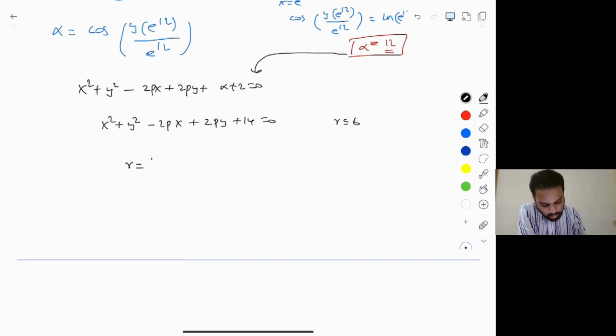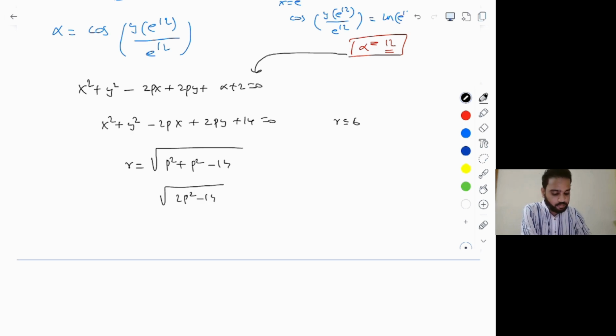But we know how to find out r value here. r is square root of p square plus p square minus 14, which will give you square root of 2p square minus 14. Given that this r is less than or equals to 6, but first of all, let's make sure this 2p square minus 14 is greater than or equals to 0. 2p square minus 14 greater than or equals to 0 will give you p square greater than or equal to 7. Let's keep it as one condition.